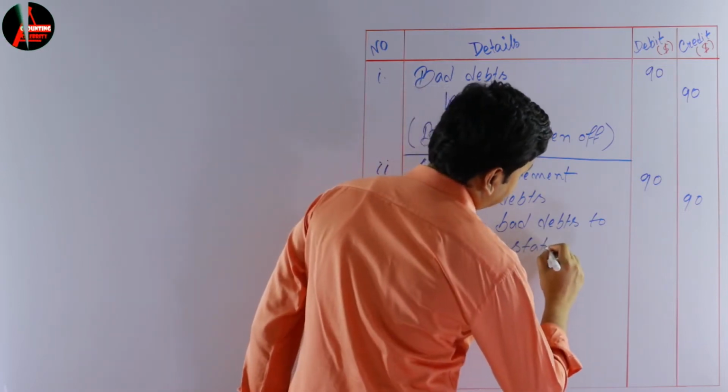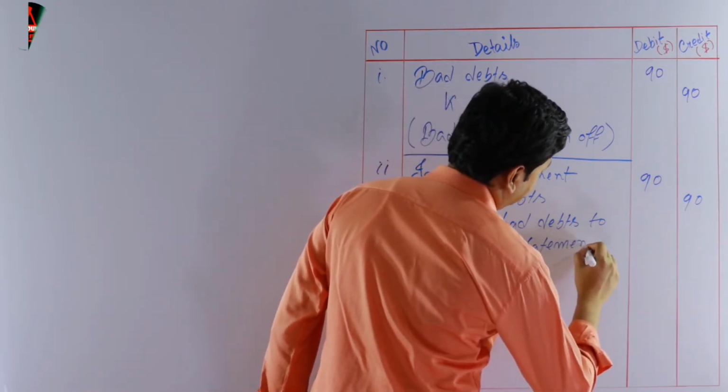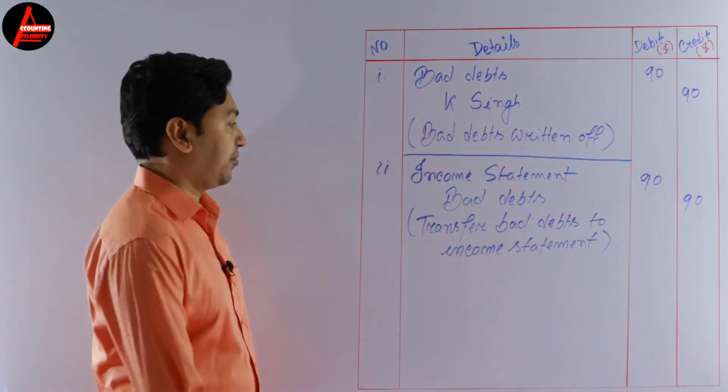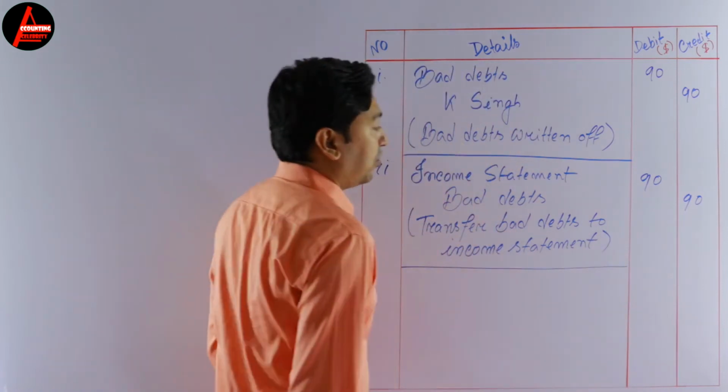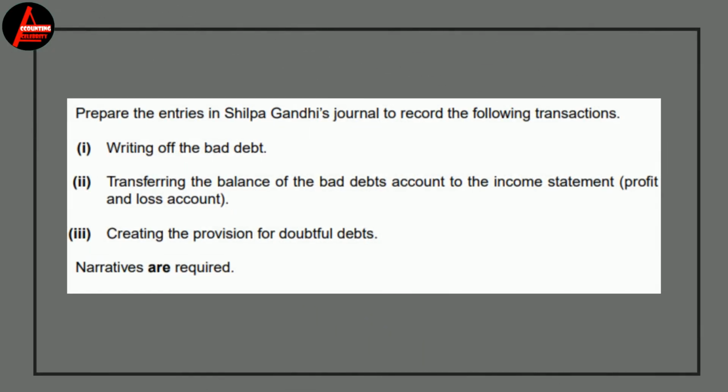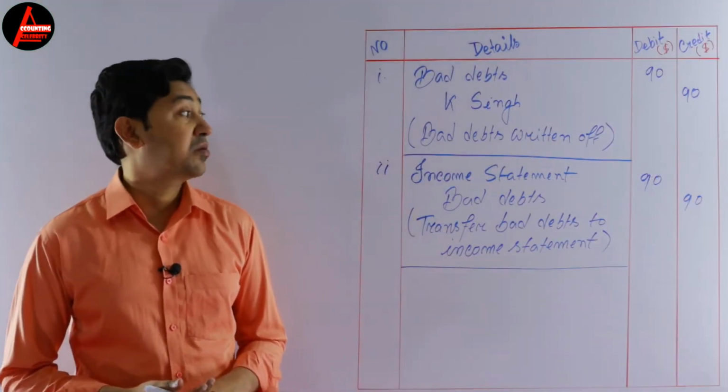Income statement is also called profit and loss account. Okay, so we finished the second one as well. So now, number 3. Look at the question here. What is written? Creating the provision for doubtful debts. Yes, now it will be a bit challenging because we need to create the provision for doubtful debts.